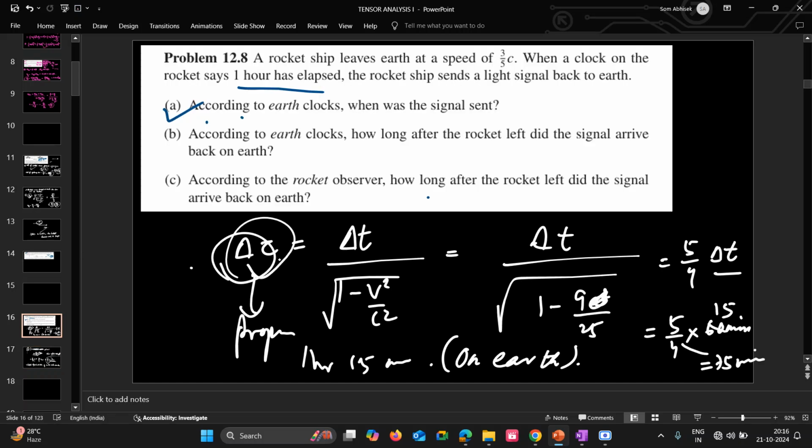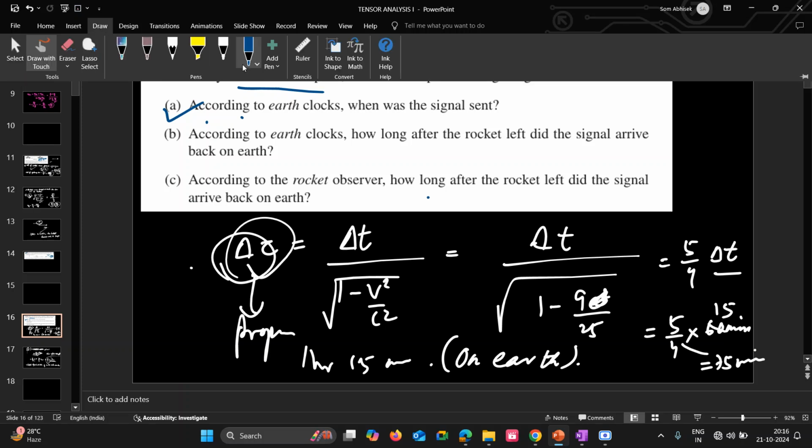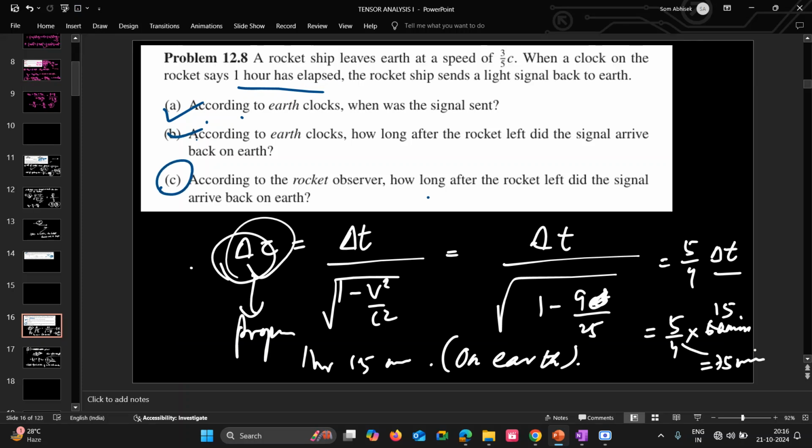What's the next question? According to the rocket also, how long after the rocket left did the signal arrive back on Earth? How long? This question is left for you. This is your homework.